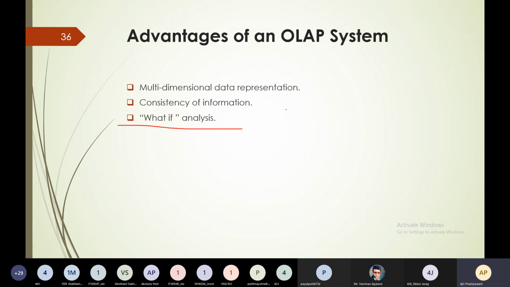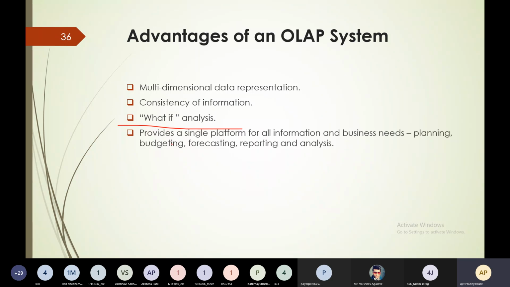What if this particular thing happens, then what will happen. So it allows what-if analysis. It provides a single platform for all information and business needs. It will help you for planning, budgeting, forecasting, reporting, and analysis. It will be fast and interactive, adaptive exploration. This OLAP system is fast as well as interactive.